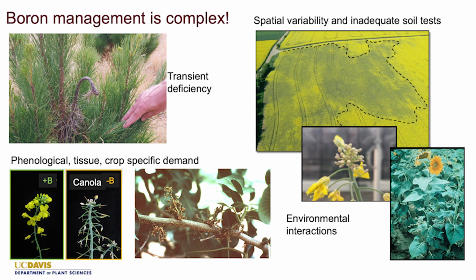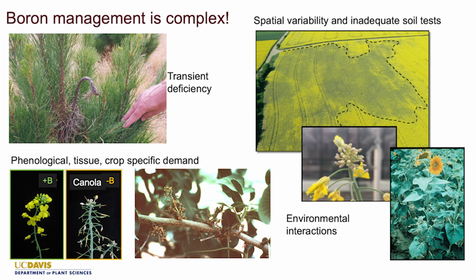On the top right, I show you an image taken over the top of a canola field where you can see poor performance in some zones and good performance in the other zones. That's a challenge. How do you manage that? How do you measure that? How do you know if it's there? And finally, of course, all the environmental interactions to pay attention to.